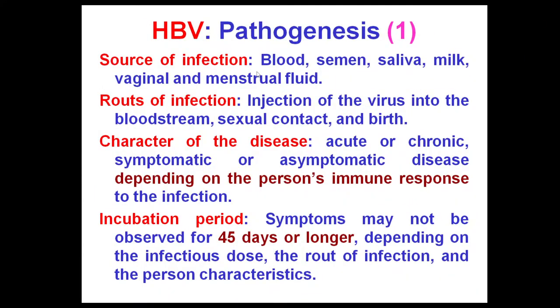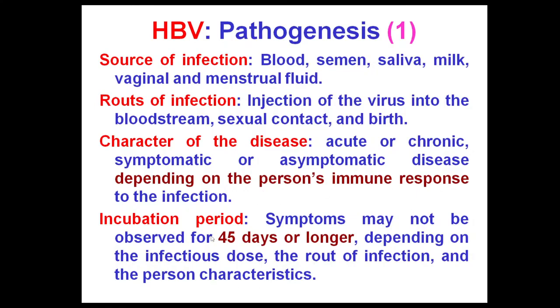So usually the source of infection is any fluid of infected individuals. The route of infection is inoculation, sexual contact, or childbirth. So the character of the disease can be acute or chronic, symptomatic or asymptomatic. And mainly the character of the disease depends on the dose of the antigen or dose of the virus, and it depends very much on the person's immune response to the infection that we discuss right now.